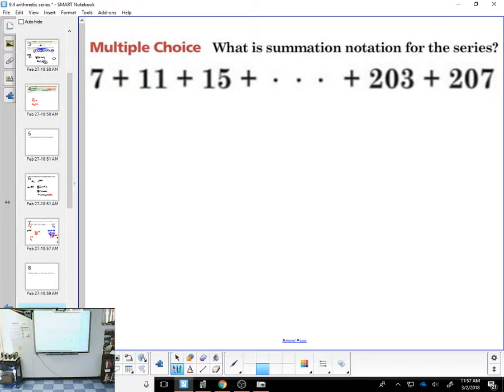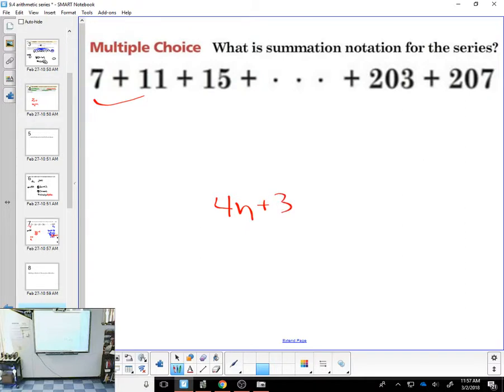I'm going to first find the explicit formula. What is my common difference here? 4. So I've got 4n. Now, if n was 1, I have 4, right? How did 4 become a 7? 3. So there's my explicit formula.